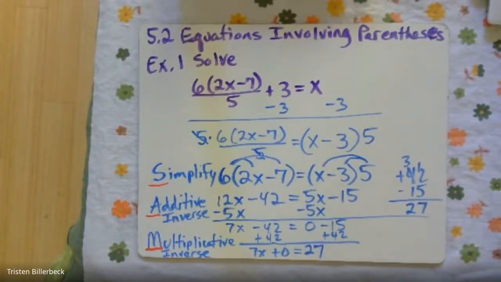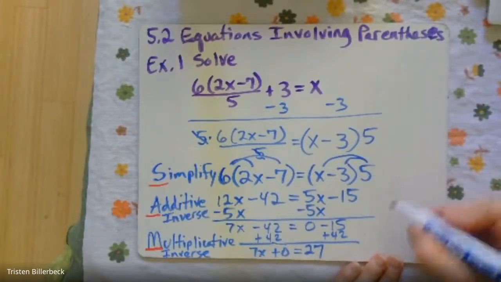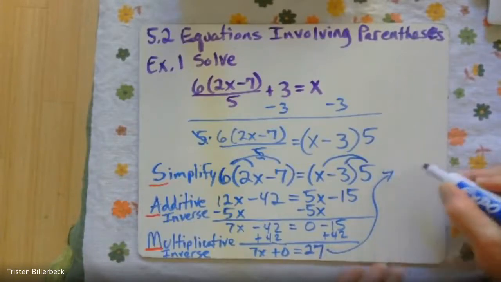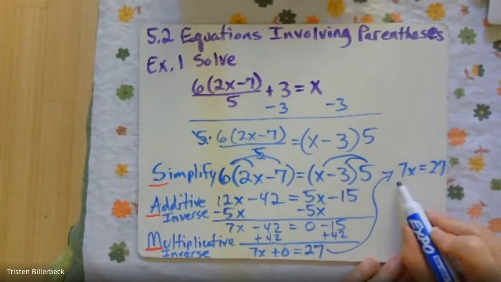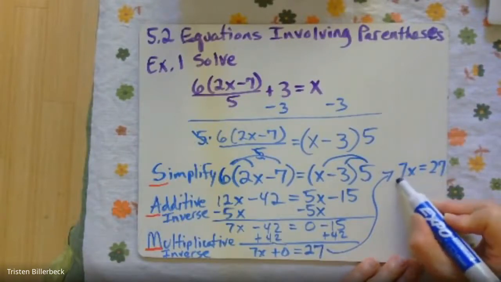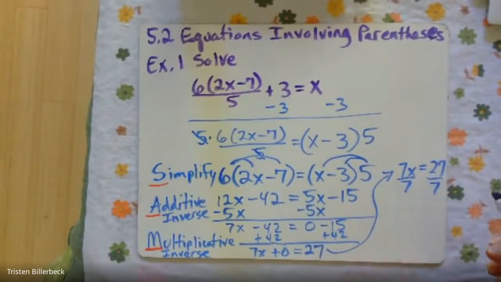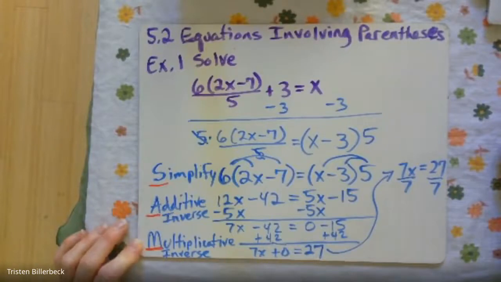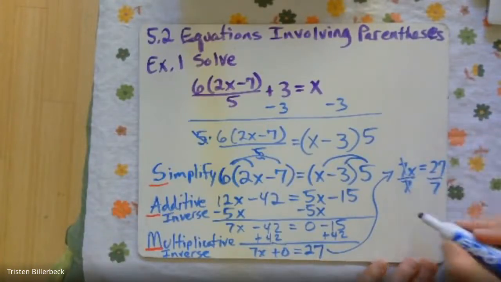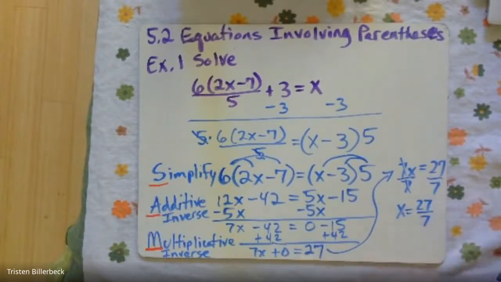So let's rewrite this over here since we ran out of some space. So we're going to go up to here. So we have 7x equals 27. 7 is multiplied by x, so we want to do the opposite. The multiplicative inverse is dividing, so that's the M. So once we get to one thing here, we use the multiplicative inverse. So we divide, and we get x equals 27 over 7.